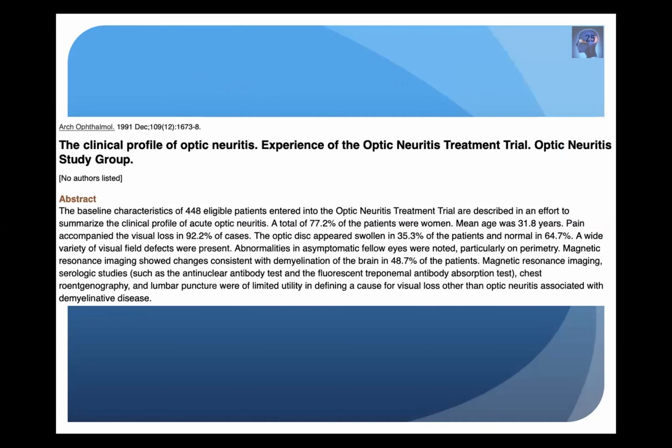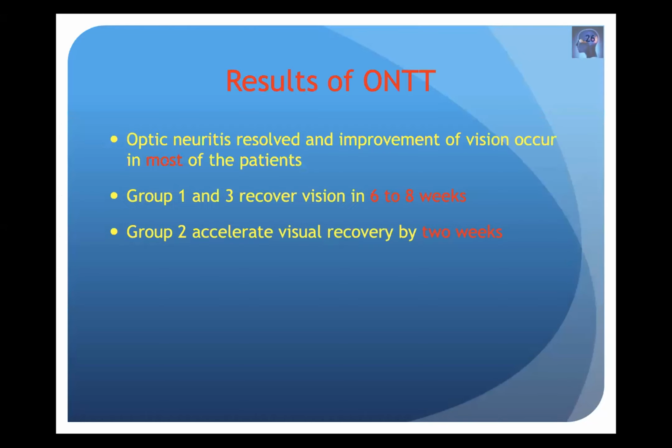The results of ONTT were published in 1991 in Archives of Ophthalmology under the title The Clinical Profile of Optic Neuritis, Experience of the Optic Neuritis Treatment Trial. I will narrate the results of the Optic Neuritis Treatment Trial.